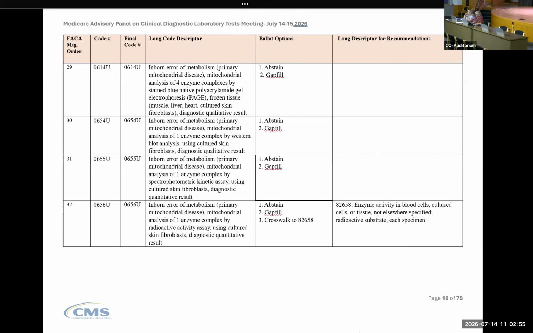Thank you. All right, next up, we have 0654U, and I believe Jerry is taking these. Yes, this is a test for inborn metabolic error of one enzyme by Western blot using cultured skin fibroblasts.